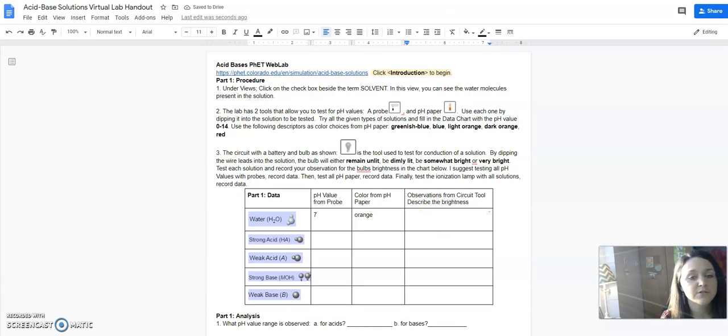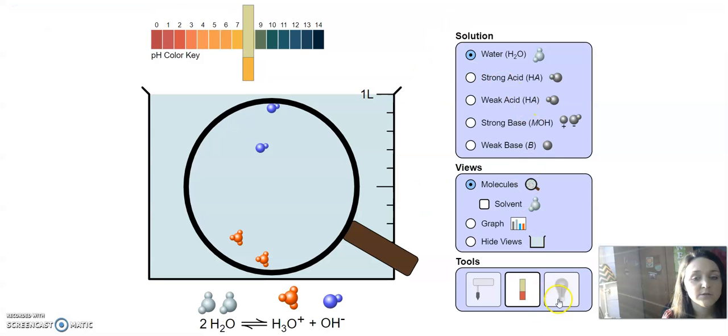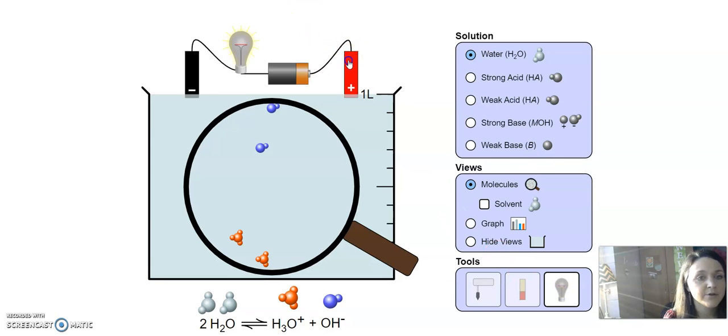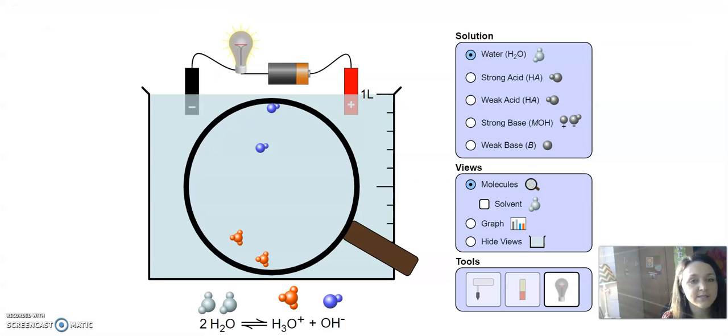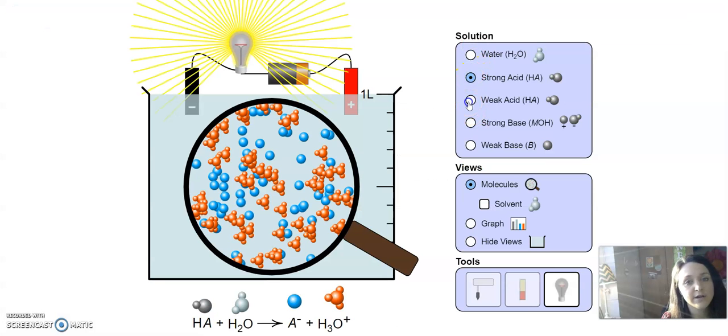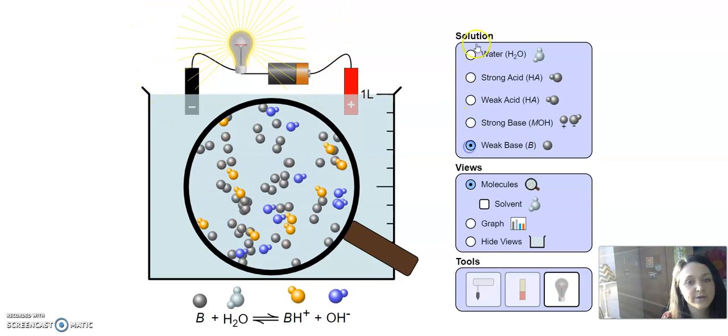And then I want my observations for the circuit tool to describe the brightness. So my circuit tool is right here. When I put it in water, it's very dim. Okay, so we're going to put very dim. So what I want you to do is that same thing for strong acid, weak acid. Remember, you come right here to do strong acid, strong base, weak base. If you forget how to test those things, pause this video and go back.